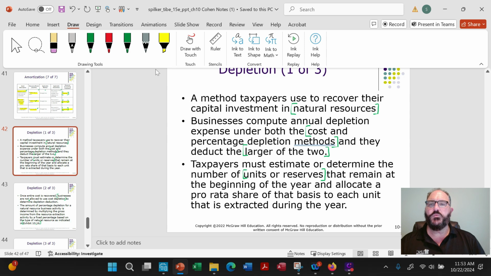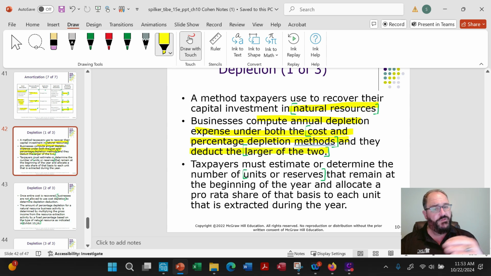Finally, we're going to take a look at depletion. This is about natural resources. Basically, companies compute their depletion expense under both the cost and percentage depletion methods, and they deduct the larger of the two. So it's either the actual amount, as best they can figure it out, or you have to use this depletion record. And they must estimate the number of units that are in reserve. And by the way, basically you're estimating an inventory.